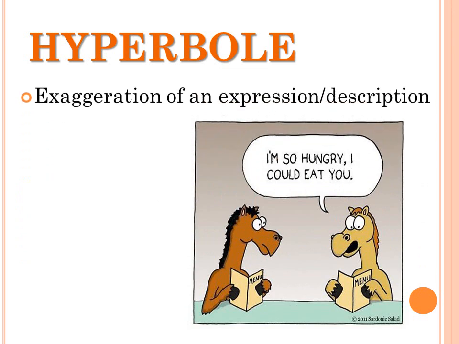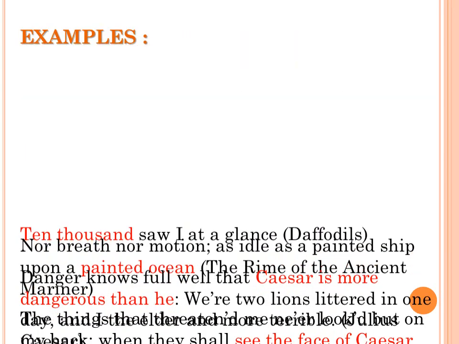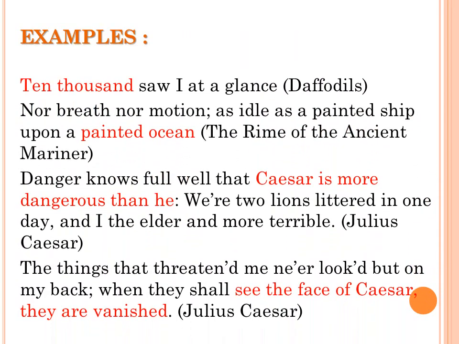Next, we have hyperbole. It is about exaggeration of an expression or description. Something is exaggerated in order to create a moment of awe and excitement. The reader is excited, surprised, or happy to see abundance of something or beauty of something. Let's see the examples. Ten thousand saw I at a glance. Here the abundance of daffodils is shown through the words ten thousand.